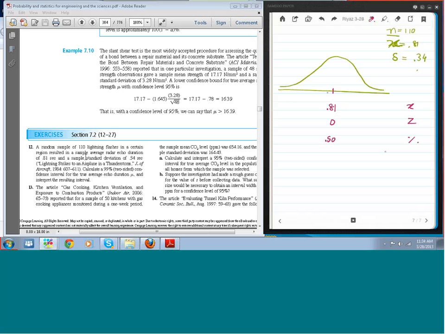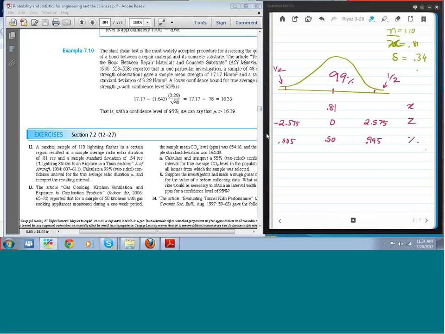Then 99 percent means you're looking at half on the top and 99% in the middle. So this must be 0.995, and this must be 0.005. Our Z was 2.575, as we saw in the last question, and the Z must be here 2.575 negative. So you got these two.